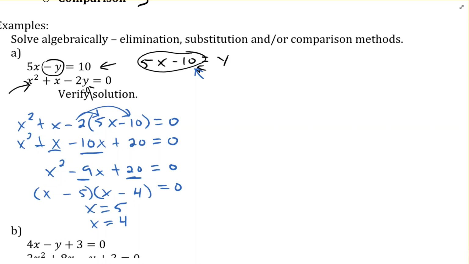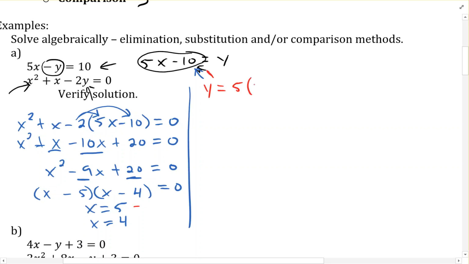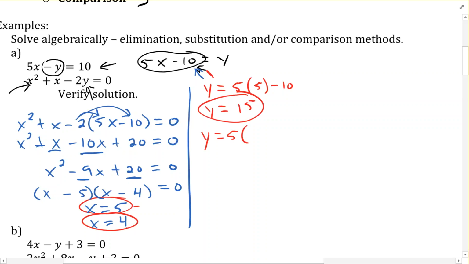Now let's figure out what y is. We have an easy way to get there too, because right here we said y was equal to 5x minus 10. Let's put one of these in. Let's put 5 in. So 5 times 5 minus 10. So y is going to be equal to 25 minus 10. It's going to be equal to 15. So there's one answer there. Maybe I'll circle these two while we're at it. And then the second answer is going to be y is equal to 5 times the other one, 4, minus 10. So y is equal to 20 minus 10, so it's going to be 10.